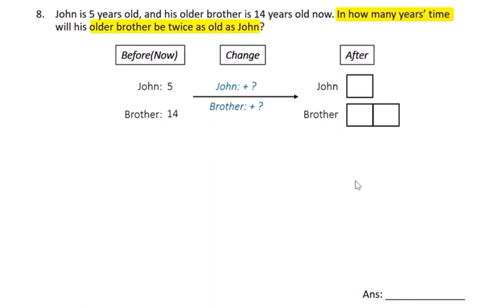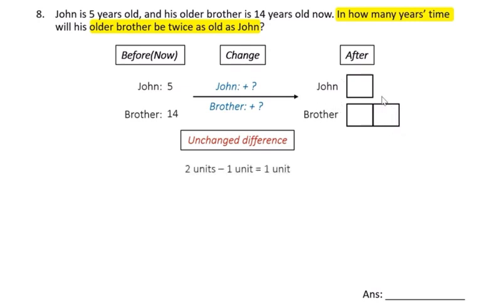So how do we find it? Again, this is about age. Remember, the age difference never changes. The age difference between 2 people never changes. It remains the same. If your brother is 5 years older than you, he will forever be 5 years older than you. Okay? You cannot be 10 years younger tomorrow, right? So unchanged difference. Before, you can see that John and the brother have a difference in age here. You just minus. So over here, you will know that this is a difference of 1 unit.